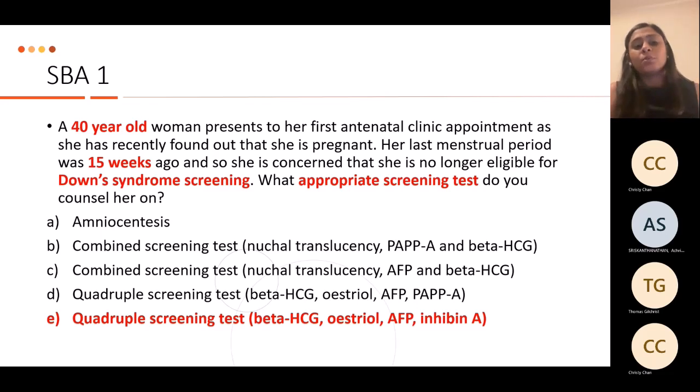As some of you may know, the quadruple screening test isn't as sensitive as a combined screening test. And sometimes they do like to throw that one in there because it is a little bit different. It can differentiate between different candidates. But obviously the most common one to really know about is the combined screening test, which is done between 11 and 13 plus 6 weeks.